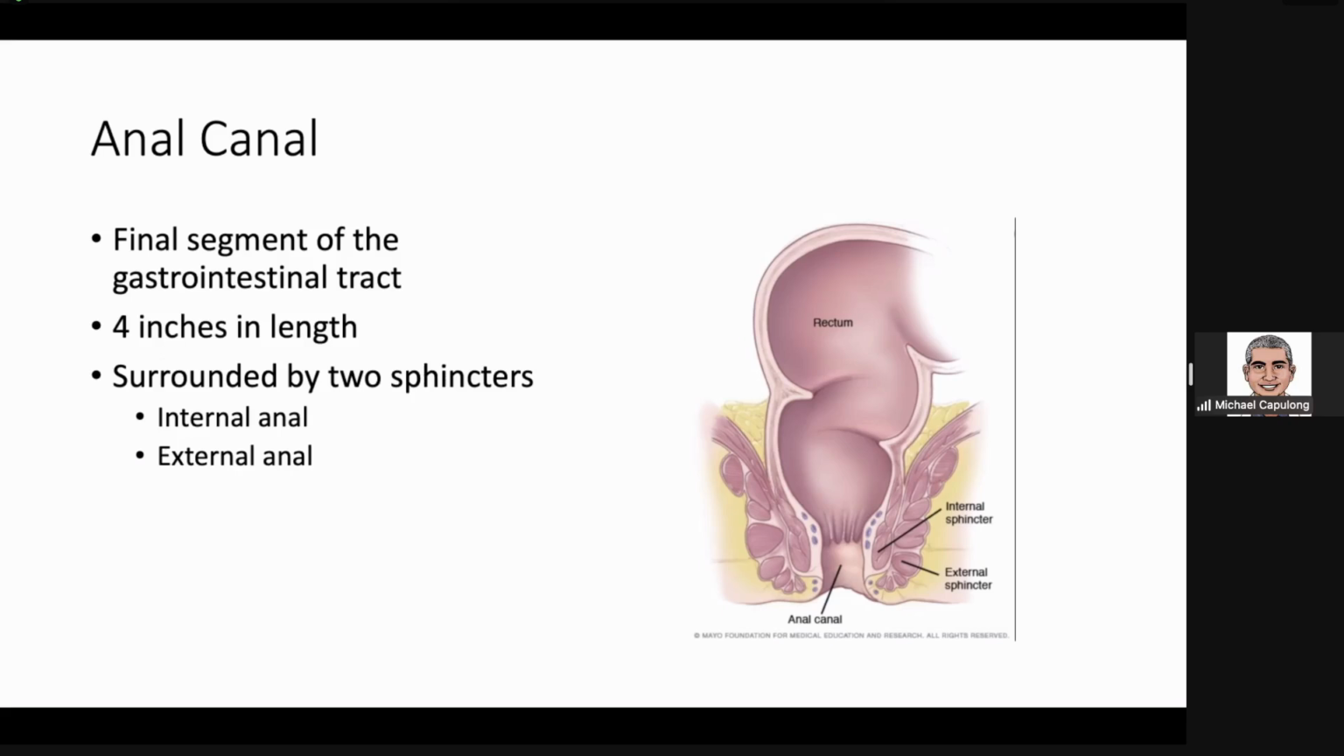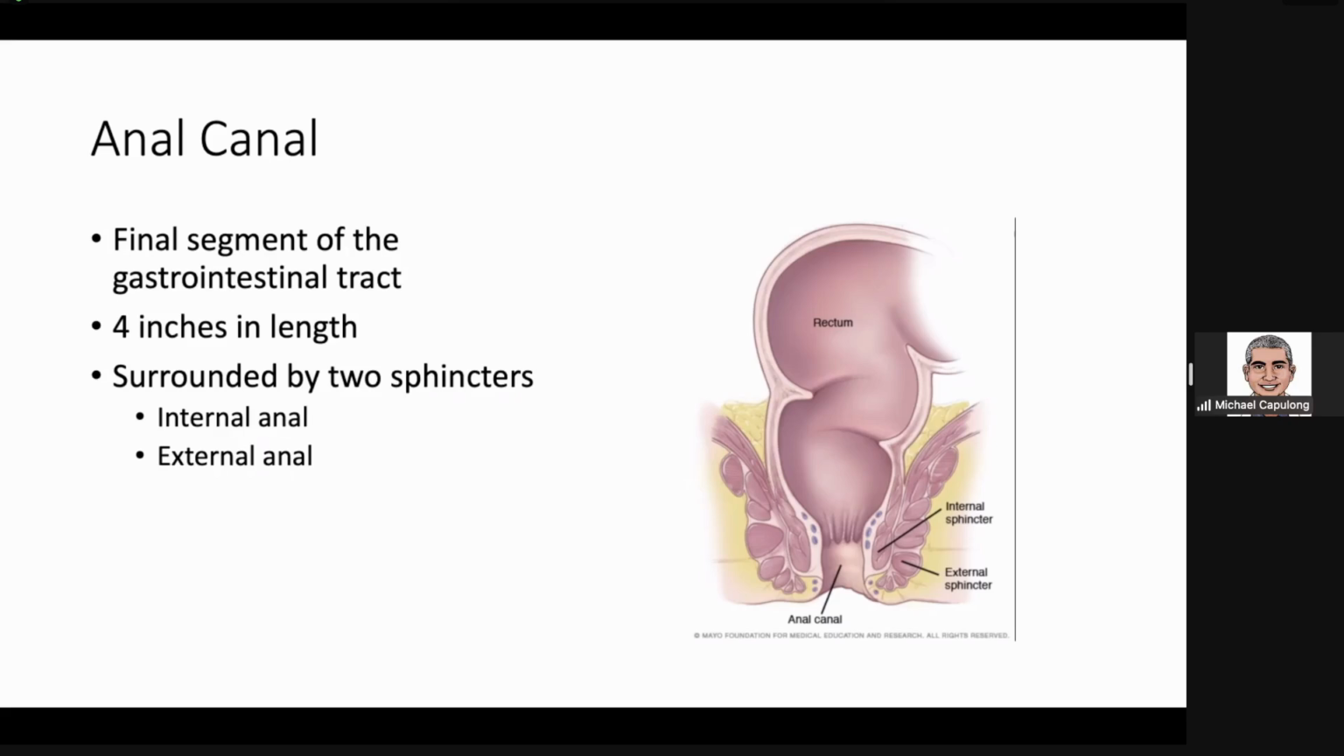Next is your anal canal. The anal canal is the final segment of the gastrointestinal tract. Normally, it is collapsed except during the process of defecation. The internal anal sphincter surrounds the upper two-thirds of the anal canal and is involuntary, whereas the external anal sphincter surrounds the lower two-thirds of the anal canal and is voluntary.